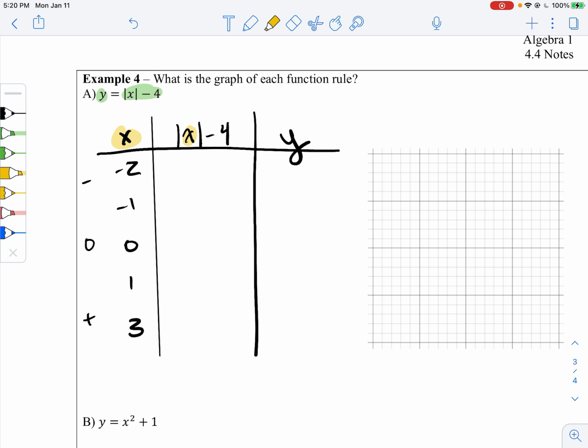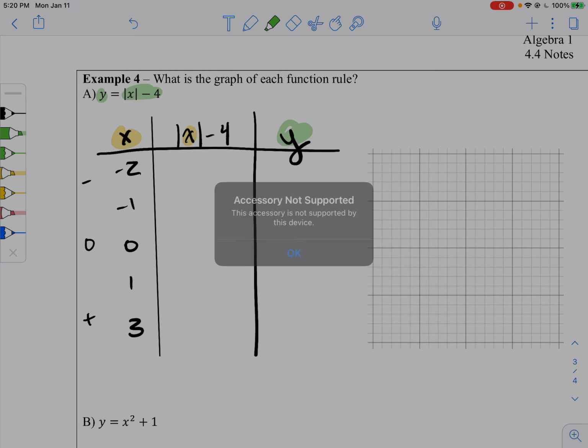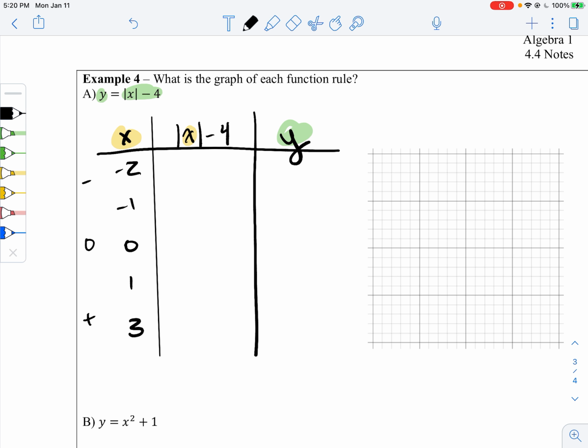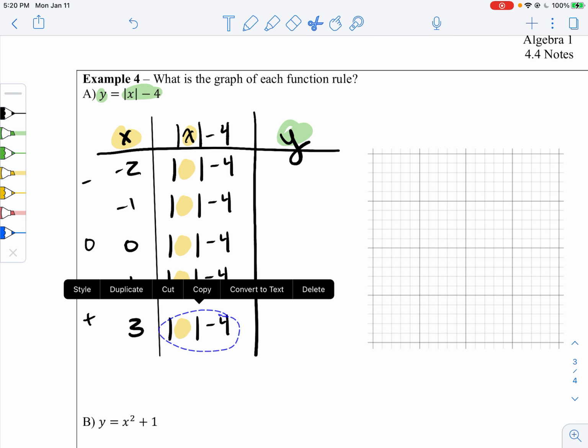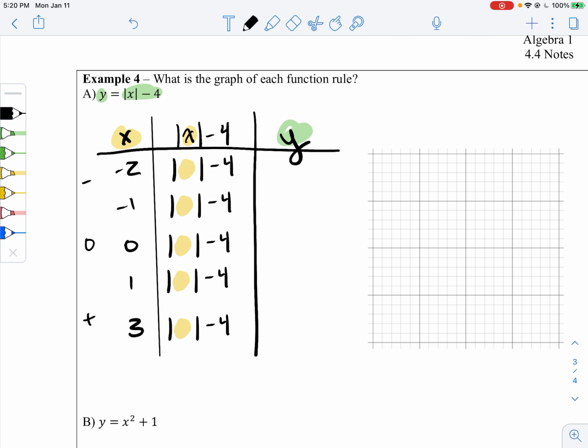You should have at least 3 or 4. 5 is good. Anyway, let's plug them in. All you do is take your expression, the absolute value of x, and subtract 4 from it. I'm going to do that for every single value I have in my table, taking all my x's and plugging them in.